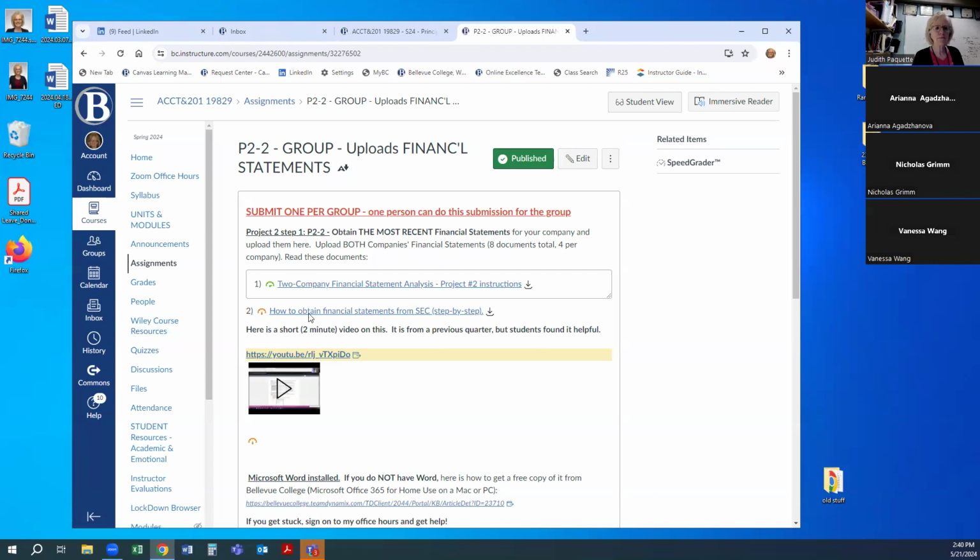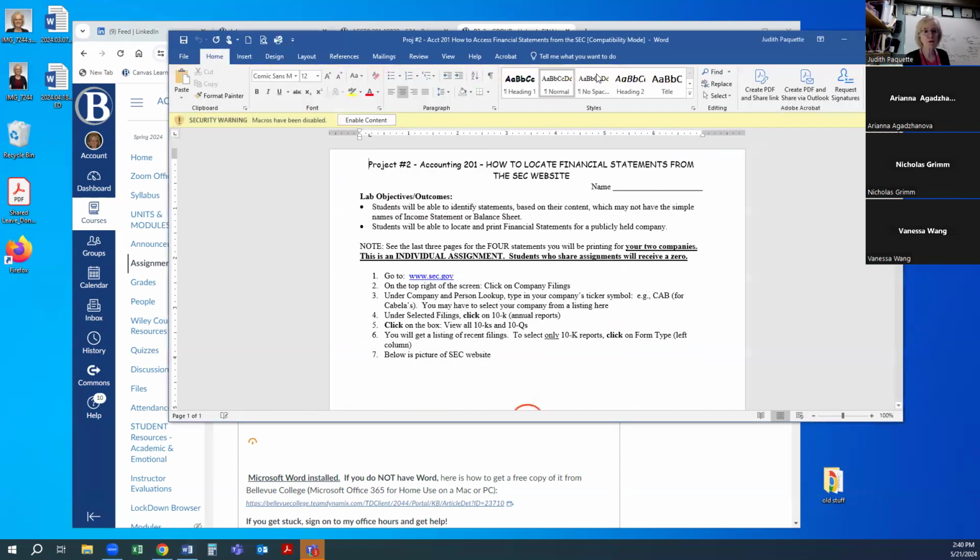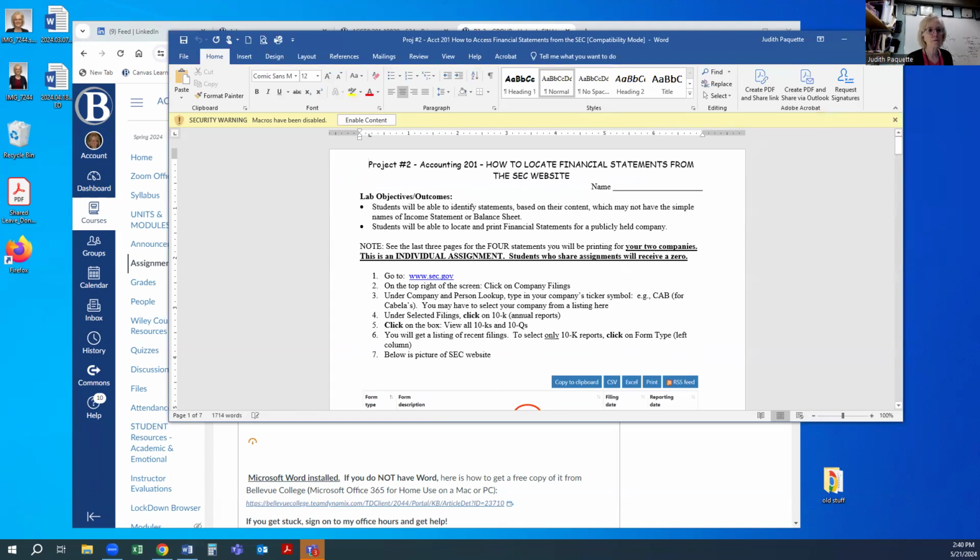Can you guys see my Canvas screen here? Yes. Okay, perfect. All right, so let's look at this document really quick because it might be helpful. So step 1 on this project 2 is for you guys to get your financial statements and upload them, because you're going to be running ratios with the financial statements so that you can keep track of the numbers and agree upon the numbers. But before you get started, you need my review that you've gotten the right financial statements.